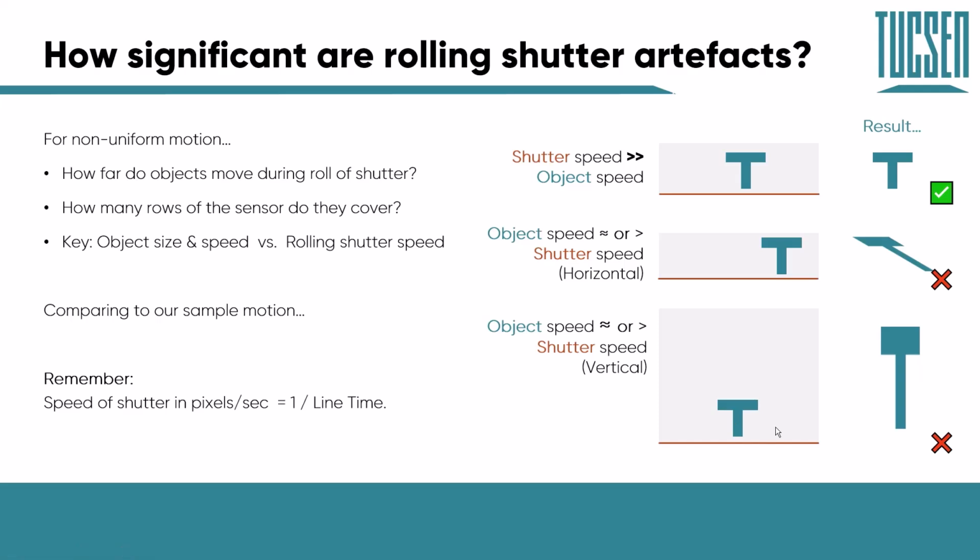Quick note to remember that the speed of our object motion we can characterize in pixels per second, as we introduced earlier in the presentation, but our speed of our shutter in pixels per second is just 1 divided by the line time. So it's really simple to work out once you have that line time. So the key question is, how fast is your sample?